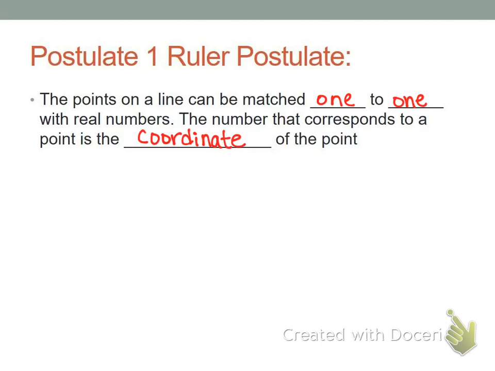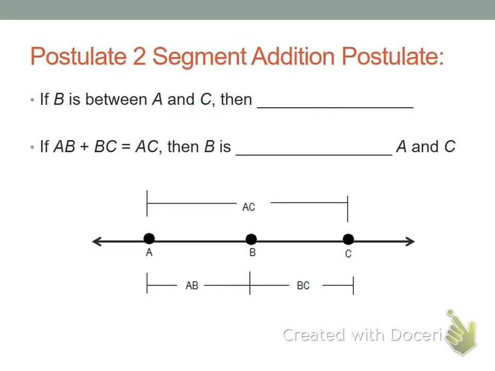Questions about that postulate? Again, a postulate is accepted without writing a proof. So we just say, yes, I understand. Points on a line are each matched to one number only. We call those the coordinates. Our next postulate is a little bit more interesting, and it's one that we will use over and over throughout the year from time to time.